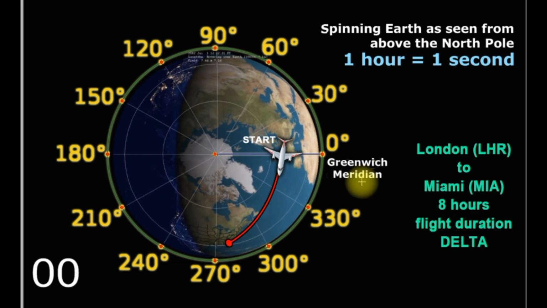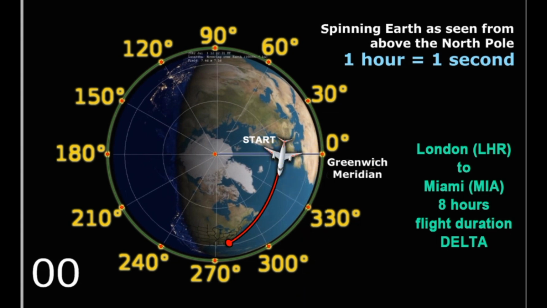And we're gonna go ahead and start the timer. This is the timer. So the timer will run for 8 seconds because 1 hour equals 1 second. It will take 24 seconds for a complete rotation, just like, according to the heliocentric model, it takes 24 hours for one complete rotation of the Earth. So let's go ahead and start the timer.